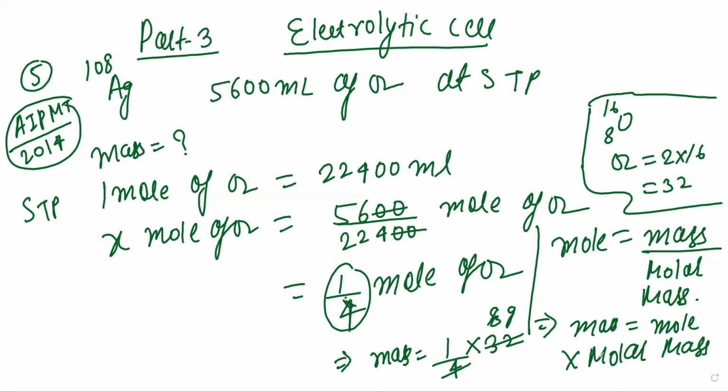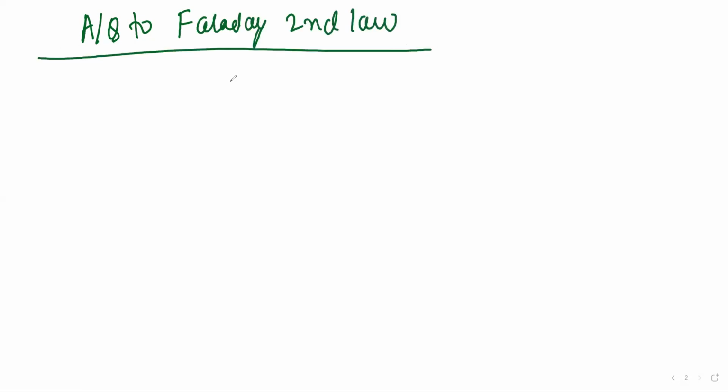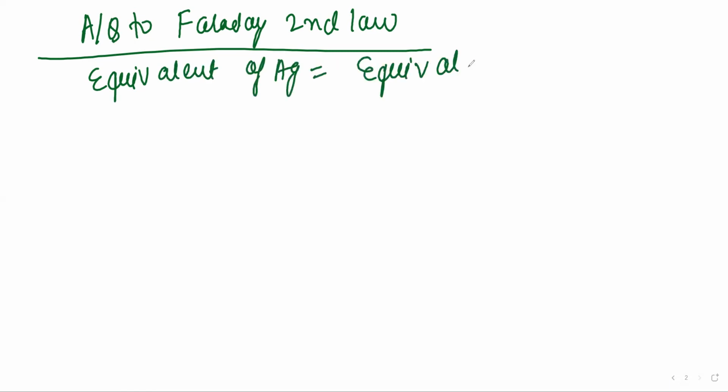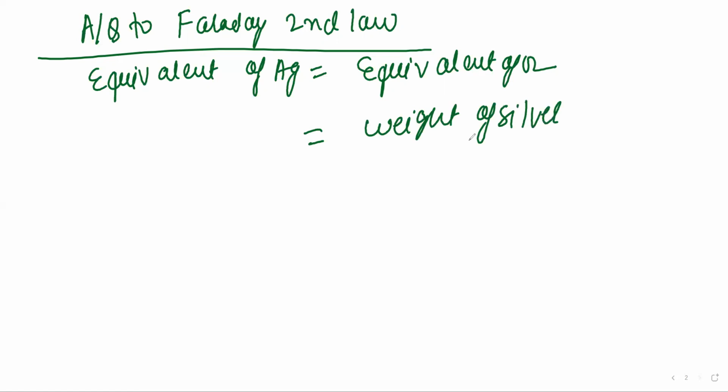Now see the next part. Now according to equivalents, or according to Faraday's second law, equivalent of silver is equal to equivalent of O2. So it will be weight of silver by equivalent weight of silver.